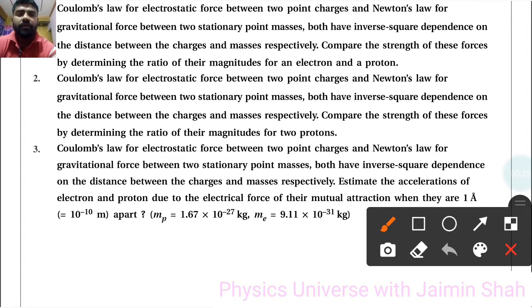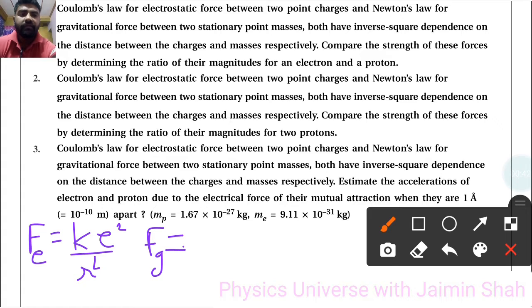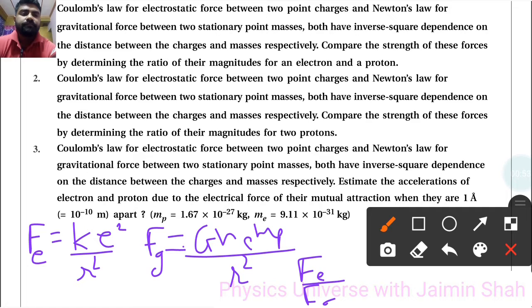So first of all, for electrostatic force there is the formula k. Both have the same charges, electron and proton, so I can write e squared upon r squared. And for gravitational force, this is the electric force and this is the gravitational force. For gravitational force it is G m_e m_p upon r squared. Now we have to find Fe upon Fg, right?